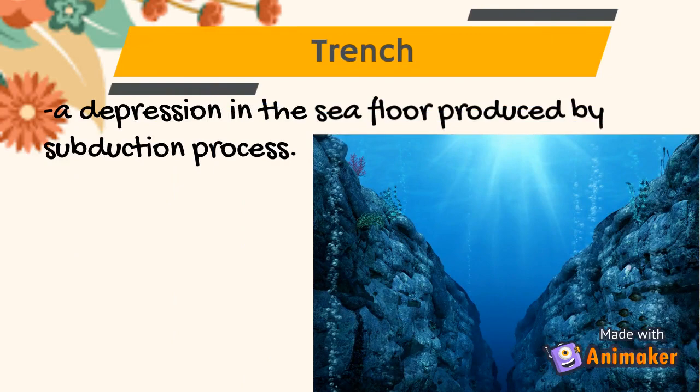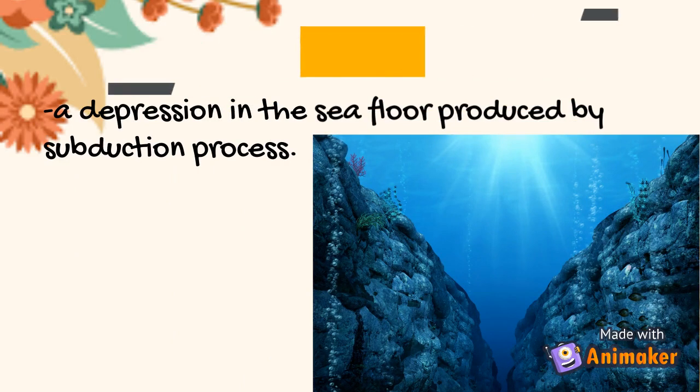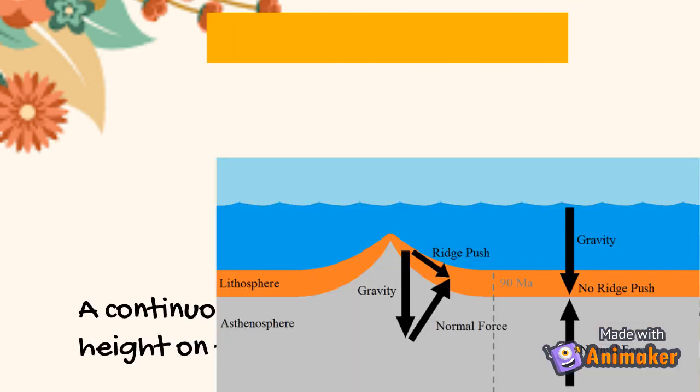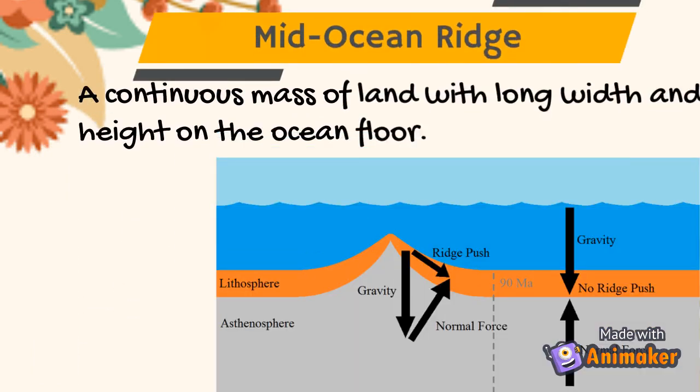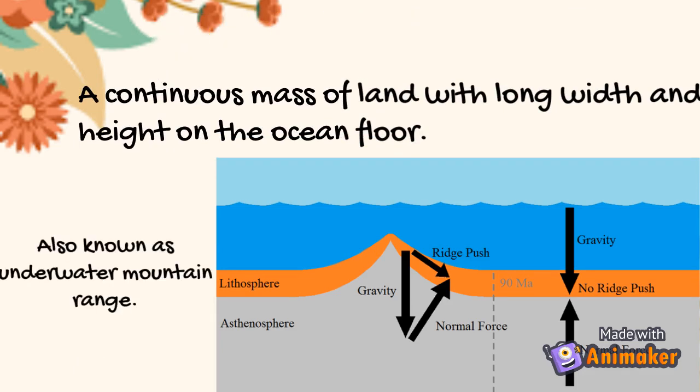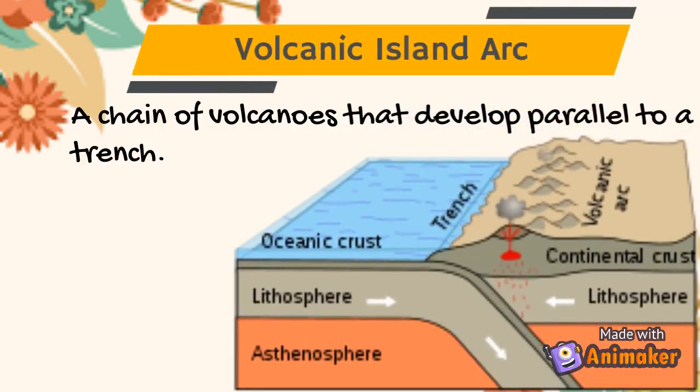Trench. A depression in the sea floor produced by subduction process. Subduction. A process whereby the crust bends toward the mantle. Mid-ocean ridge. A continuous mass of land with long width and height on the ocean floor. Also known as underwater mountain range. Volcanic island arc. A chain of volcanoes that develop parallel to a trench.